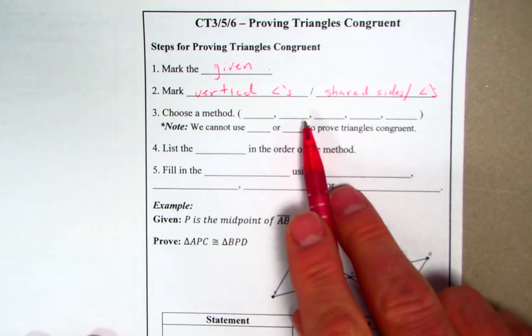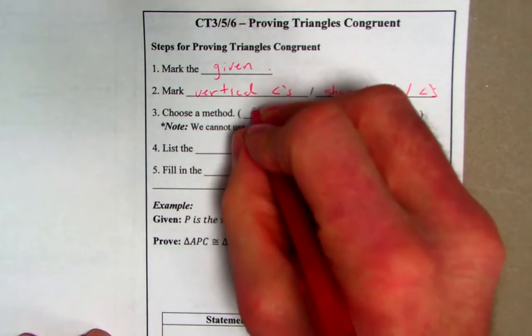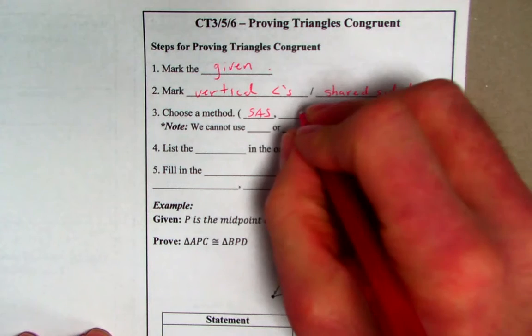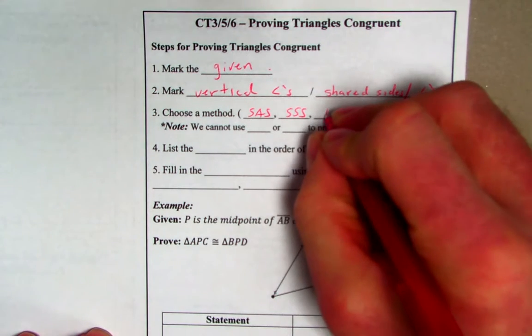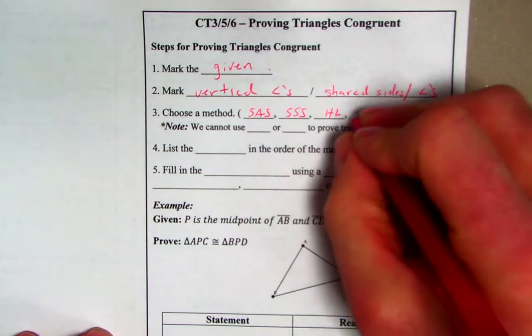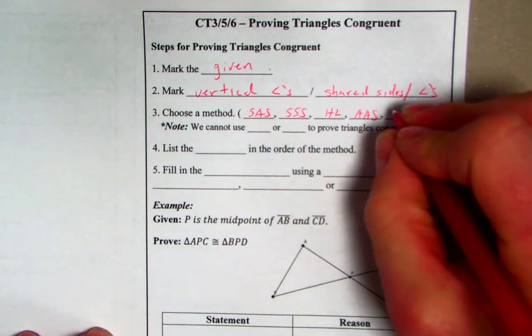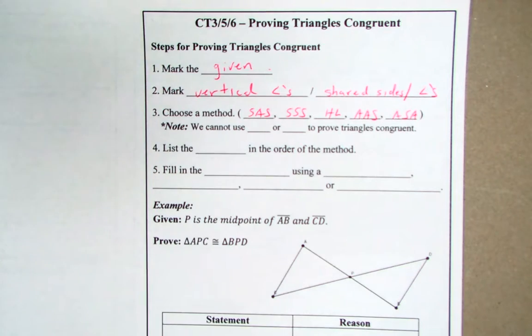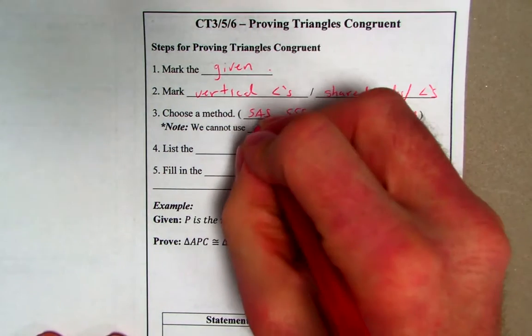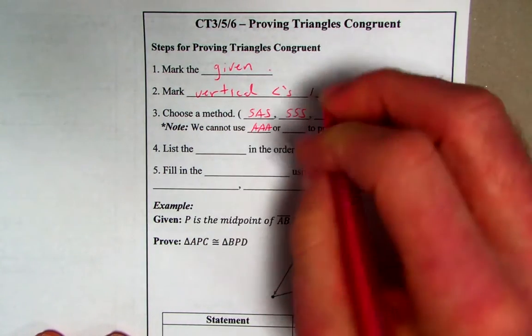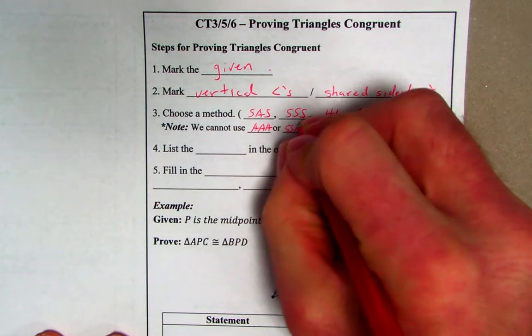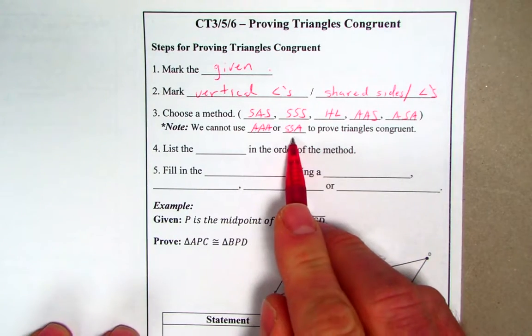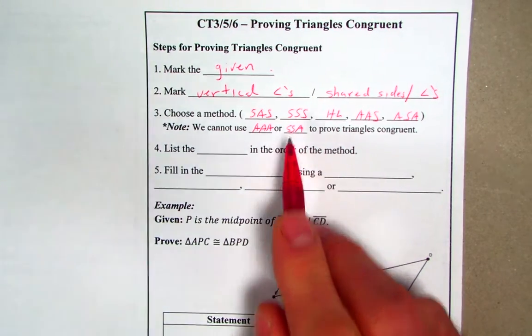Okay, once everything's labeled, and these are for more basic proofs, you can usually choose the method, the criteria that you're going to use, whether it's going to be side, angle, side; side, side, side; hypotenuse, leg; angle, angle, side; or angle, side, angle. Right? There's 5 ways that we're going to show that two triangles are congruent. Angle, angle, angle is not a method, and neither is side, side, angle. Right? Unless we know that the second leg is longer than the first leg.